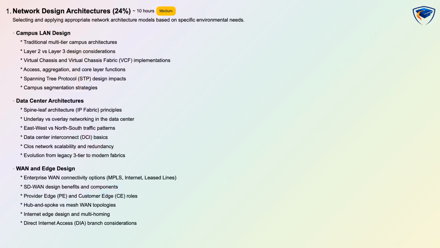You will also cover data center spine leaf principles, underlay versus overlay networking, east-west and north-south traffic patterns, data center interconnect basics, and the evolution from legacy 3-tier to modern Clos fabrics, plus WAN and edge topics like MPLS, SD-WAN, PE and CE roles, hub and spoke versus mesh topologies, internet edge design and direct internet access for branches.